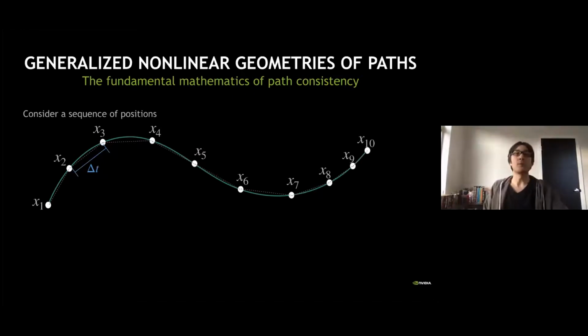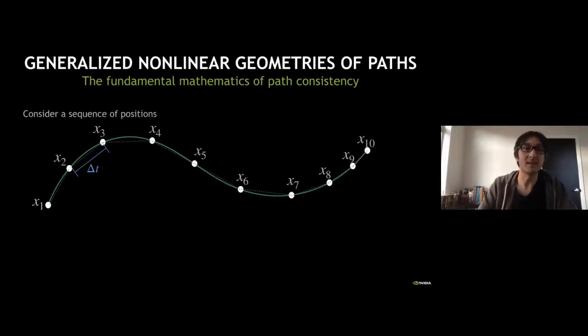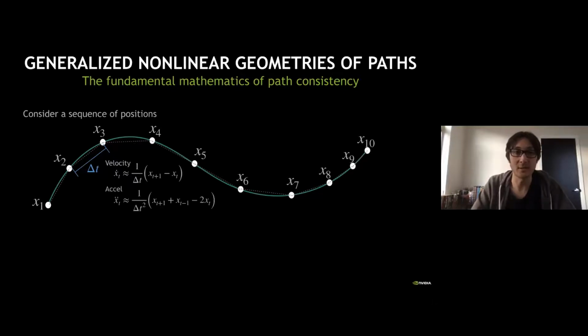So the fabrics that we're going to design are ones that are called geometric fabrics, and they're built on this notion of generalized nonlinear geometries of paths. And they're going to allow us to define behaviors as collections of paths. And the main idea here is just that if you look at velocity of a trajectory and acceleration of a trajectory, one varies by delta t, and the other one varies by delta t squared.